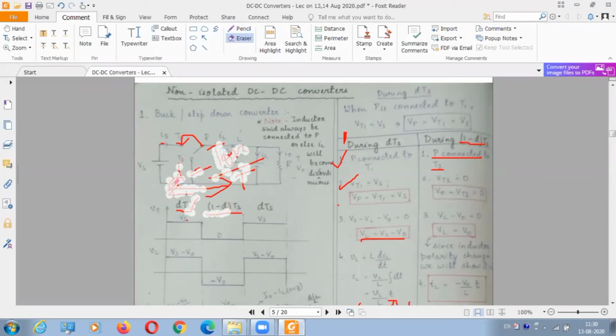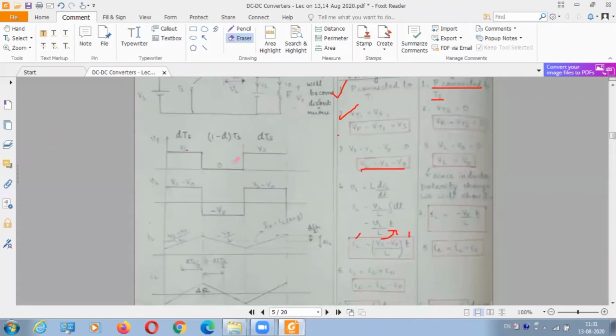Every mode of study in power electronics will be two modes. One switch will be on, one switch will be off. So T on, T off will be two modes of study. In any circuit, we'll study in later also huge circuits, two modes of study. One switch is on, one switch is off.